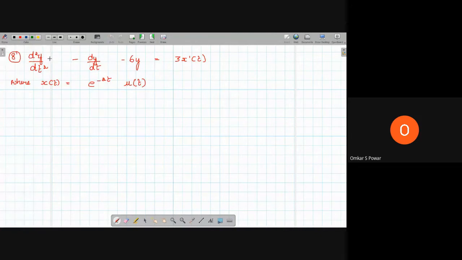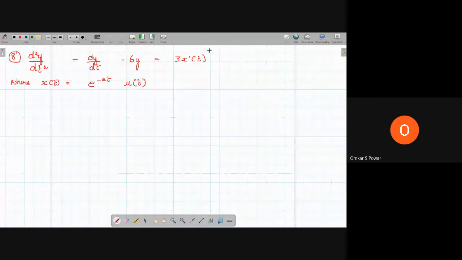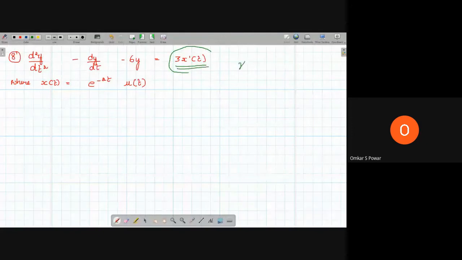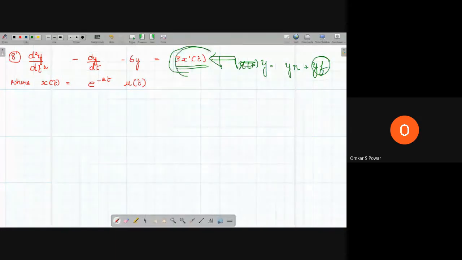Okay. So d square y by dt square minus dy by dt minus 6y is equal to 3 into x dash of t. Now you see this case here. Here your x of t is not equal to 0, but x of t is given as some 3 into x dash of t. Okay. So what will be your total response to the system? Natural response plus the forced response. Okay. So when this term is not equal to 0, make sure that you will get the forced response.